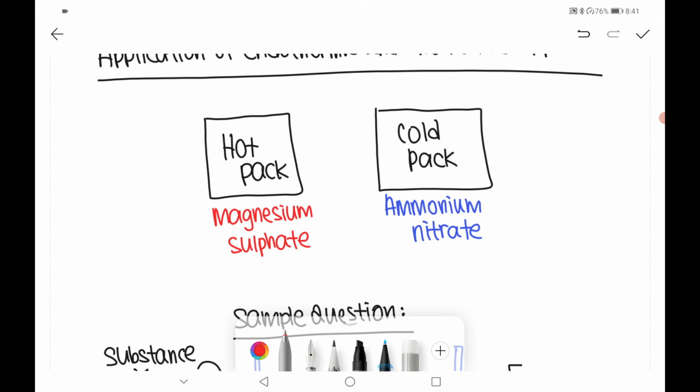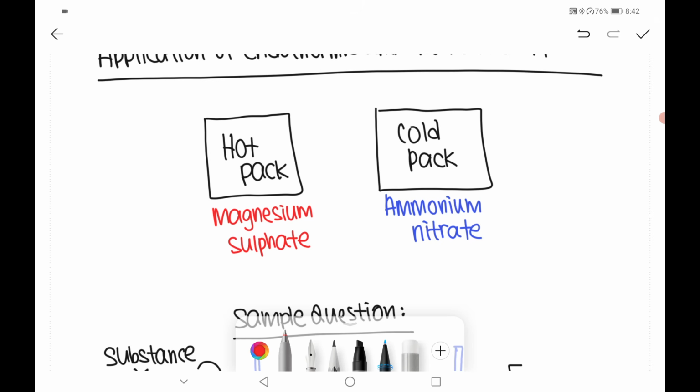All right, what are the uses of hot pack and cold pack? Let me give you some examples. Hot pack is something like this. Let's say you go to a country that currently has a cold climate, currently got snow, which is very cold. You can put a hot pack inside the shirt. When you put the hot pack in the shirt, your body will feel warm. So that is the use of hot pack.